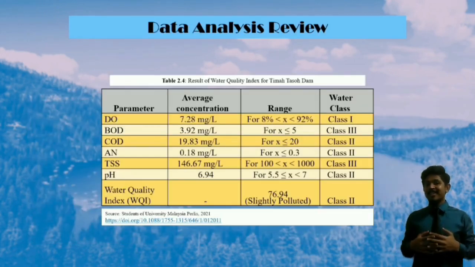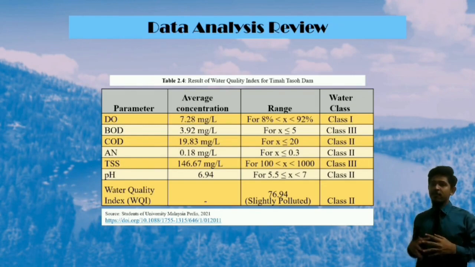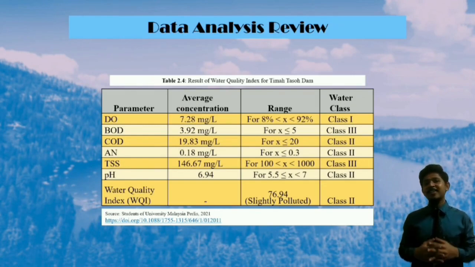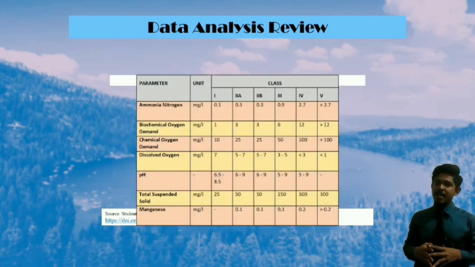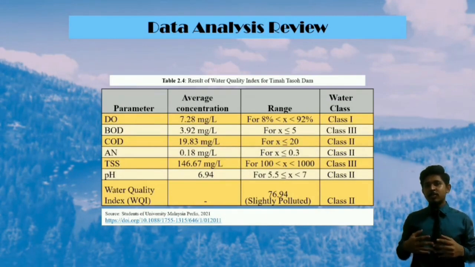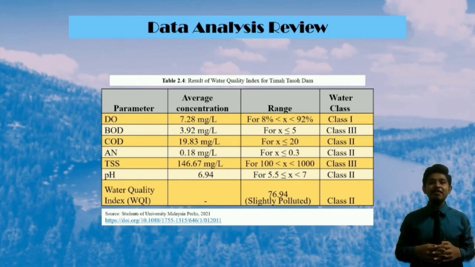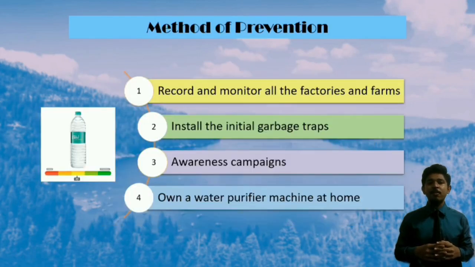Next slide. Data analysis review. Table 2.4 is the data that has been collected by students of UNIMED. To determine the class, we can see Table 2.1 that I have shown before. So the data that has been taken in 2021 shows that the water quality index of raw water in Timataso Dam is slightly polluted with the index of 76.94.